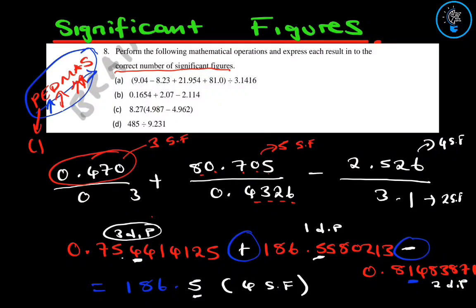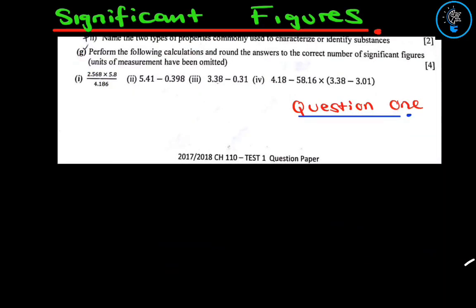Okay, let's handle now an exam, a past paper question. We have this question from 2018, CH110, test 1, under question 1. We are told to perform the following calculations. Round the answers to the correct number of significant figures. Units of measurements have been omitted, so we are not given the units of measurements.